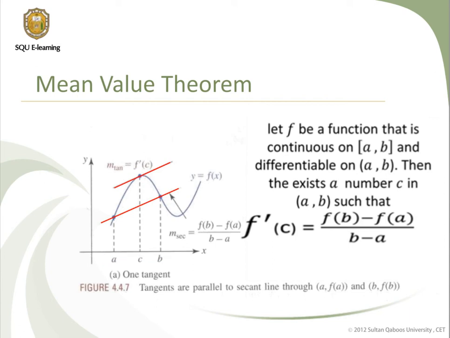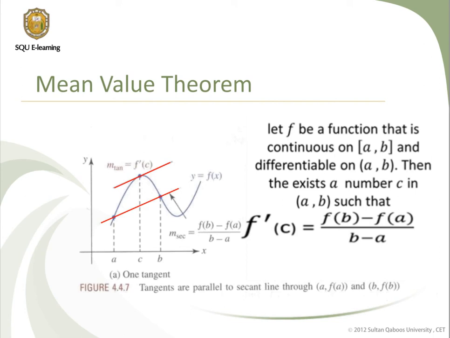What does this theorem simply mean? Geometrically, it means that there is a tangent line at the point of tangency c, f of c, which has the same slope as the secant line connecting the two points a, f of a, and b, f of b. Now you know from previous courses that if two lines have the same slope, they are parallel. So this theorem tells you that there is a number at which the tangent line at the point of tangency is parallel to the secant line between the endpoints of this interval.